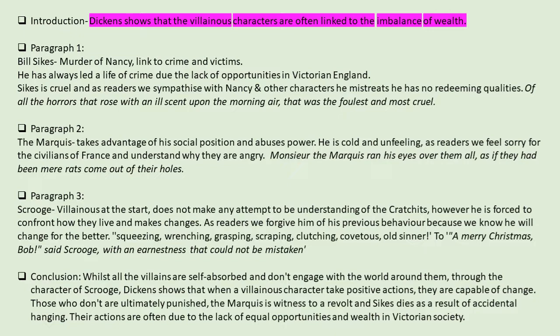Conclusion. Whilst all the villains are self-absorbed and don't engage with the world around them, through the character of Scrooge, Dickens shows that when a villainous character takes positive actions, they are capable of change. Those who don't are ultimately punished. The Marquis is witness to a revolt, and Sikes dies as a result of an accidental hanging. Their actions are often due to the lack of equal opportunities and wealth in Victorian society.